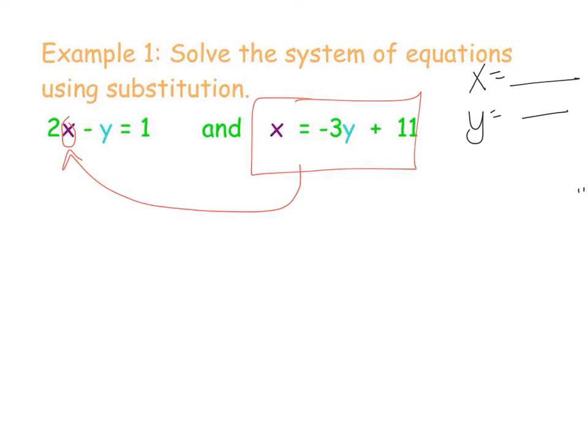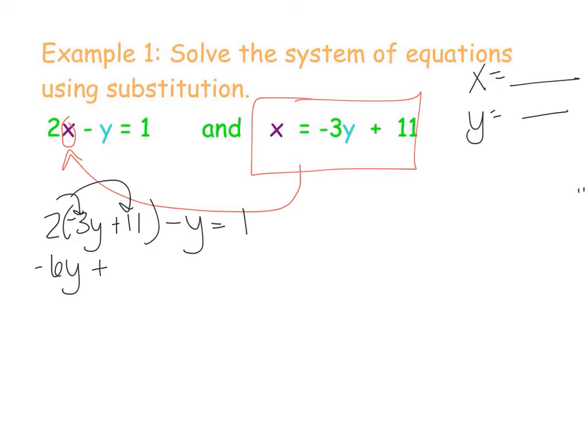So I'm going to write 2 instead of 2 times x. I'm going to fill in what x is. X is negative 3y plus 11. Now I'm going to copy the rest of the equation as is. Minus y equals 1. Now I'm going to solve that equation. 2 times negative 3y is negative 6y. 2 times 11 is 22. I'm at the end of my parentheses, so I'm finished distributing.